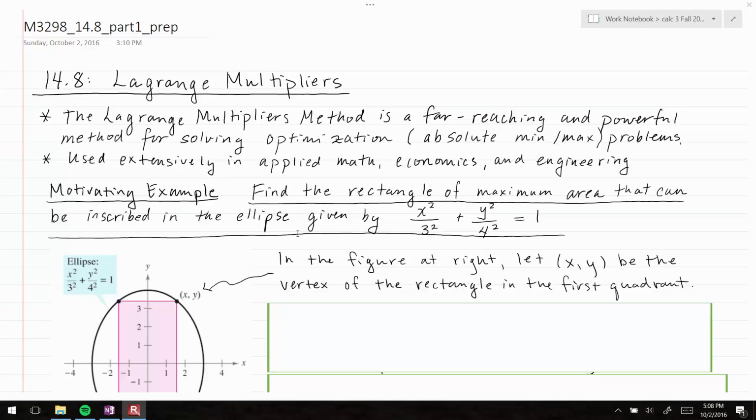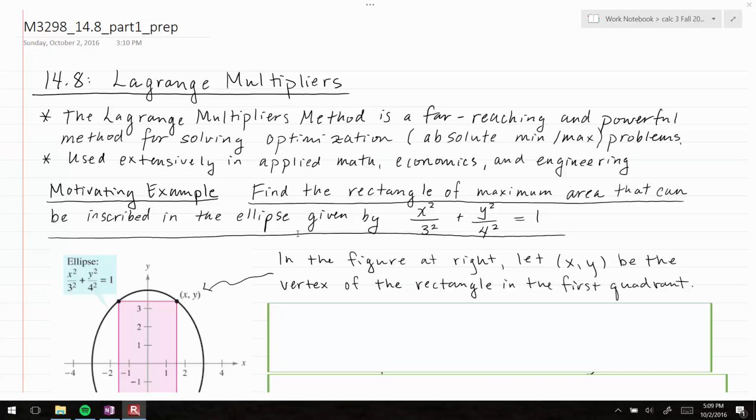Section 14.8 is Lagrange multipliers. So this is a long section. We're just going to get a start on it today. These problems are quite long and complicated, just to put it right out there. So today we're going to talk about what the Lagrange multipliers method is and do a simple example, which is not going to seem so simple, but relatively speaking it is.